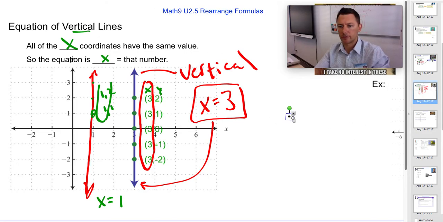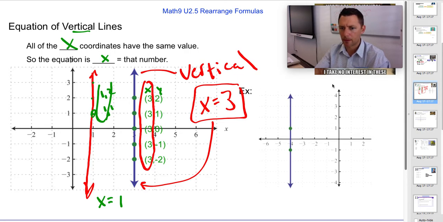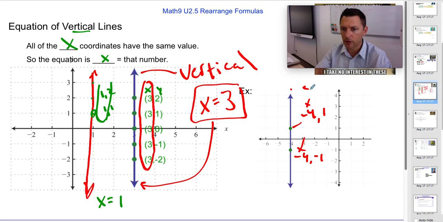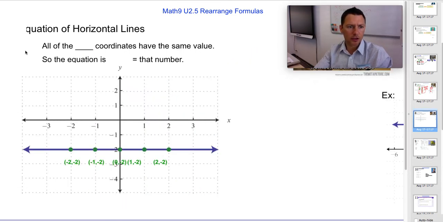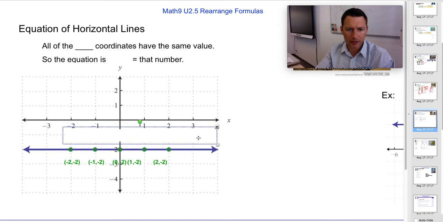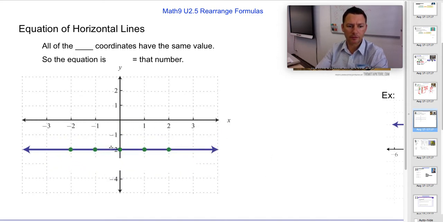Likewise, you try that out here. What's the equation? Well, all of these are -4 comma something: -4 comma 1, -4 comma -1, -4 comma a million. The x values are all the same, so x equals -4 is the equation for the line. Cool. Take that same idea and try it here. Find the names of the coordinates for all these points, and then think about what they all have in common. Pause me and go.